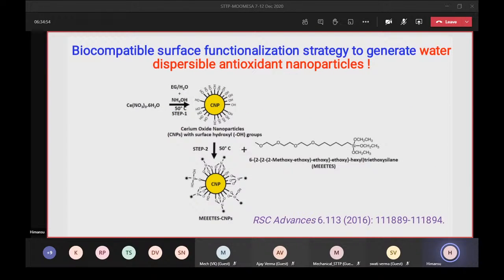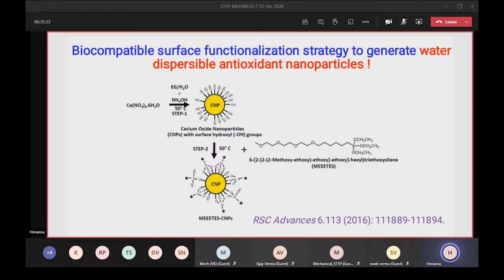We can synthesize these nanoparticles directly, using a simple precipitation method, the ammonium hydroxide, ammonia-based precipitation method. CNP means cerium oxide nanoparticles. We can directly prepare cerium oxide nanoparticles with lots of OH groups, that is, hydroxylation. In the second step, we can functionalize them with biocompatible ligands. For example, as one biocompatible ligand, we use silane. These are organosilane moieties, which are very important because they can disperse the nanoparticles from each other.